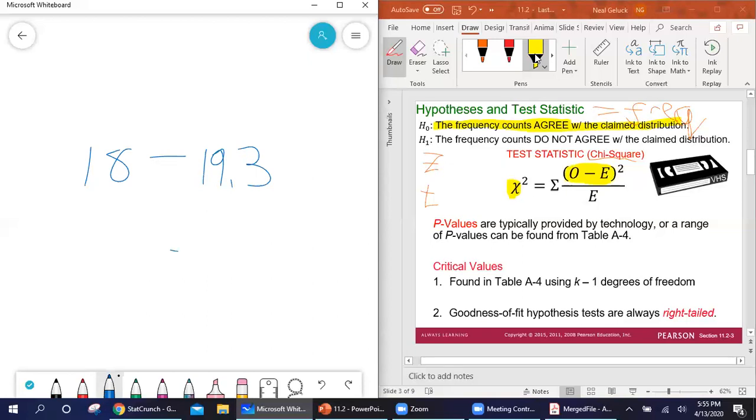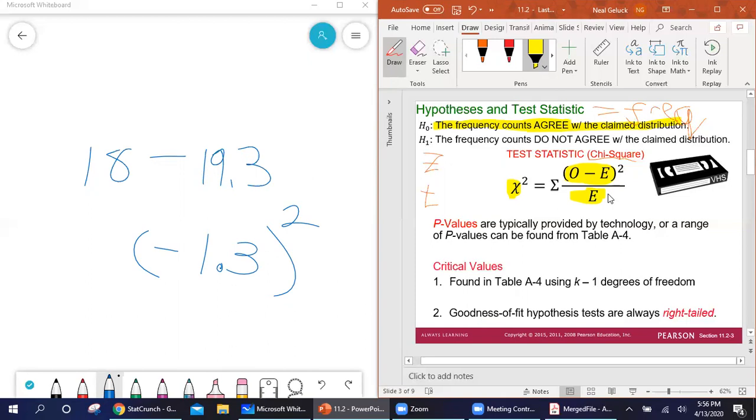This is something we dealt with way back in the beginning of the semester. I don't like having negatives. So the way we got around that in statistics was we squared it. That got rid of the negatives. We divide by the expected. The reason we do that is that's going to give us a feel for how many times over this observed is from what we expected.